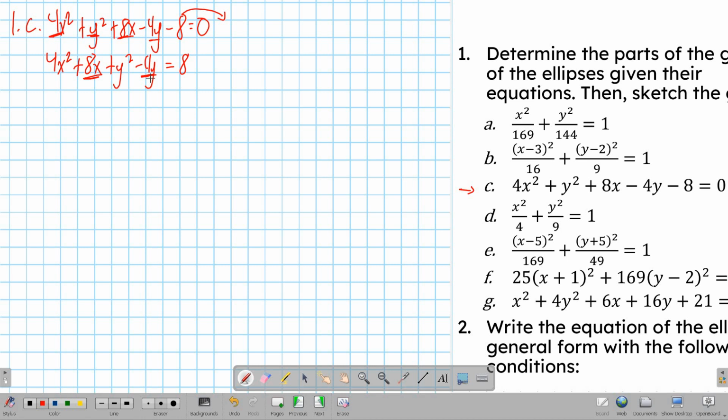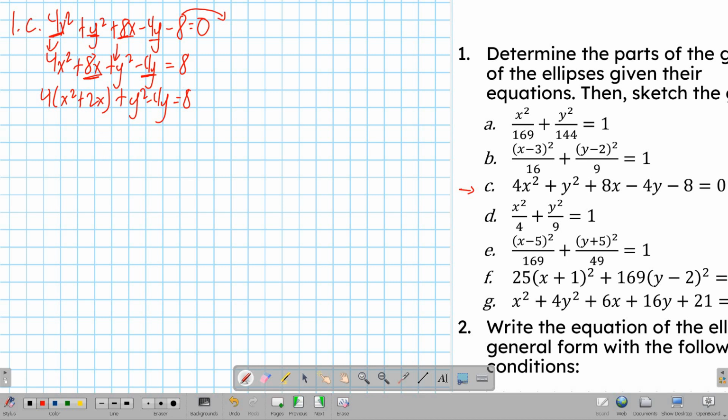So to do completing the square here, because we expect to have a square of a binomial, the coefficients of the squared terms must be 1. This is 1, but this is not 1. So 4 should be factored out from these two terms. We would have 4 times x squared, since 4x squared divided by 4 is x squared, and 8x divided by 4 is 2x. While y squared minus 4y remains the same and 8 also remains the same.